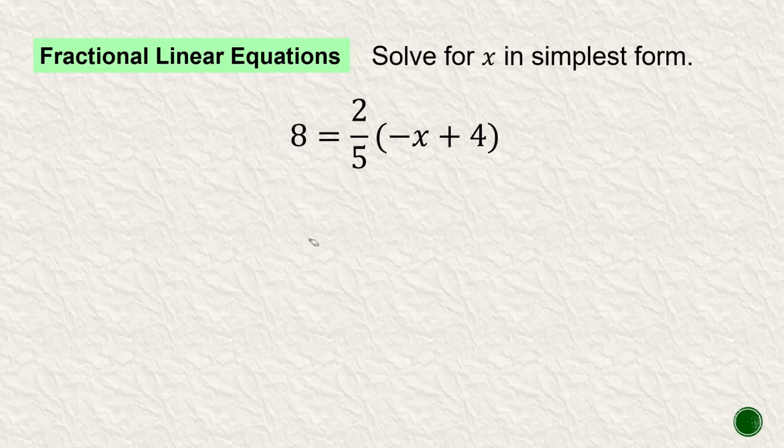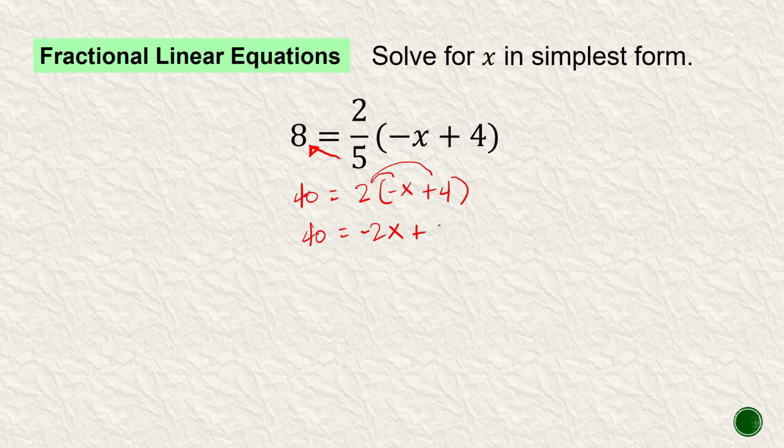So the first step again is to multiply that 5 and 8. You are essentially doing the multiplication property of equality, the shortcut. Okay, so this is 40 equals 2 will remain there, negative x plus 4. Step number 1. Step number 2, distribute the 2. So 2 times negative x is negative 2x. 2 times 4 is positive 8.